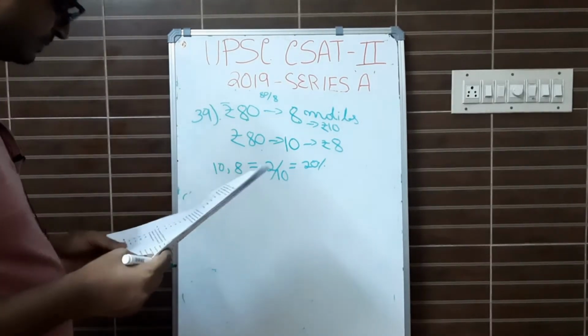Let's go to the next question. Question number 40. The average marks of 100 students are given to be 40.